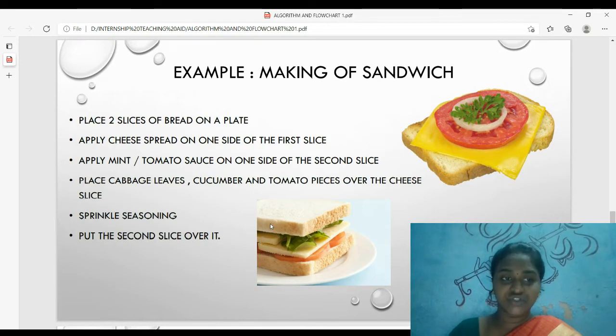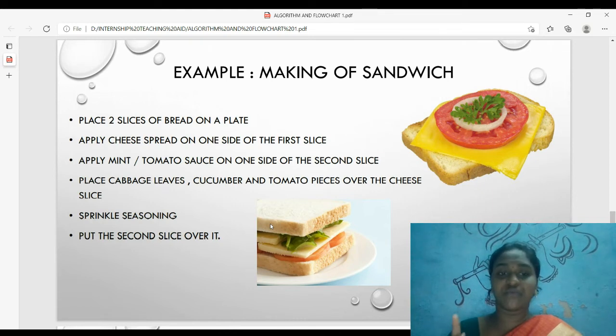First step, we have to place two slices of bread on a plate, which is the very first step. Then apply cheese spread on one side of the first slice of bread. The third step is to apply mint tomato sauce on the side of the second slice of bread. And the fourth step is to place cabbage leaves, cucumber, and tomato pieces over the cheese.